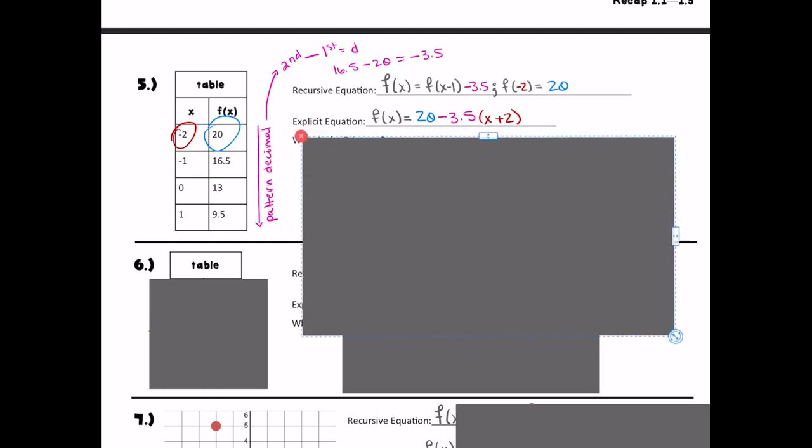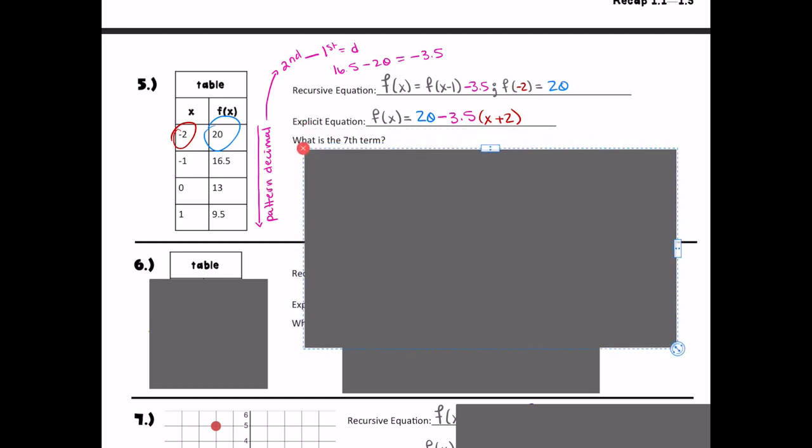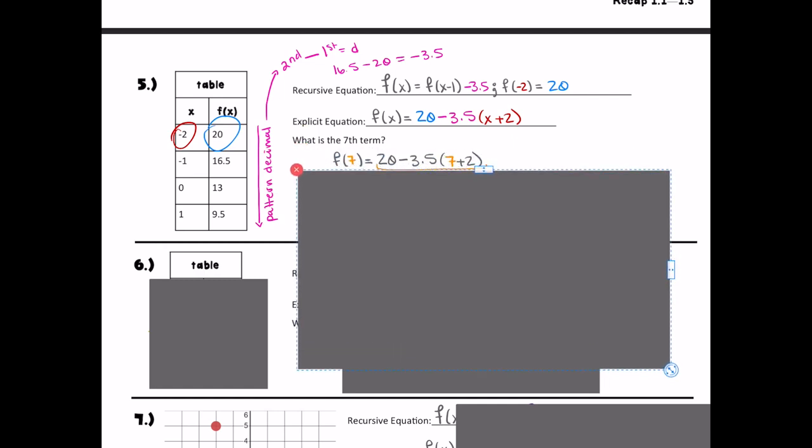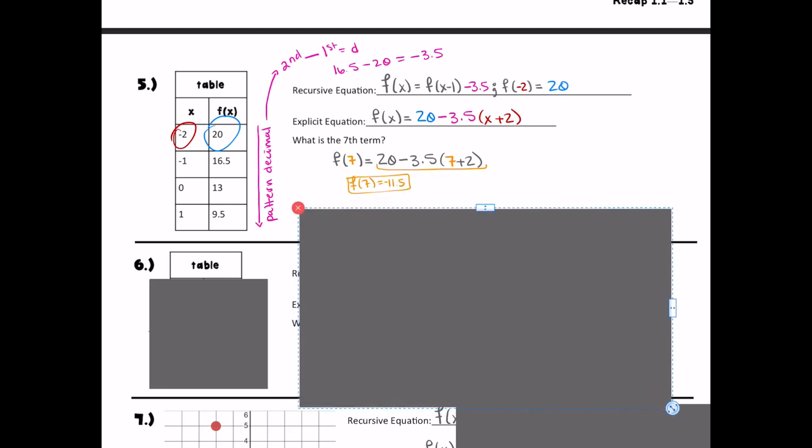All right. So now we want to figure out the seventh term. So again, we're going to use that explicit equation. We're going to replace all those x's with the number 7. And so what I want you to do is take that stuff I have underlined in orange right here, type that into your calculator, and tell me what you get. So hopefully you got a negative 11.5.